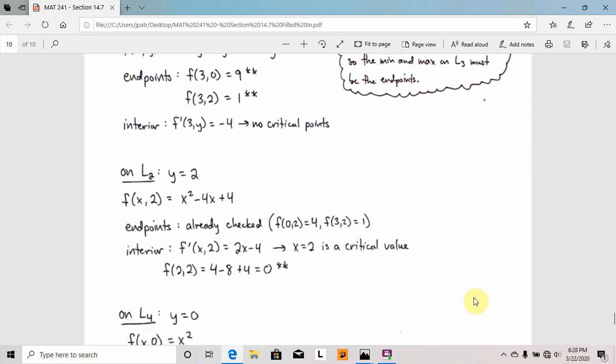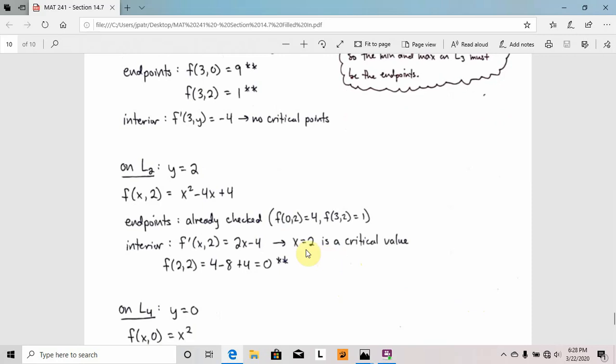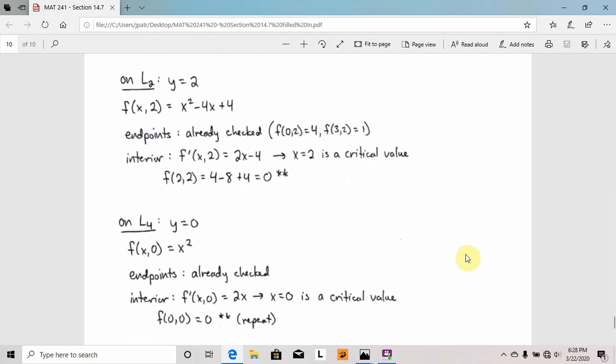So then if you check the interior, so taking the derivative of x squared minus 4x plus 4, you get 2x minus 4. That does have a critical value of x equals 2. So then you just figure out, well, what do you get for f when x equals 2? So f of 2, 2 would be 0. Okay, well then there's something to add to the list, right? That's a new thing. And then lastly, the bottom, L4, that's where y equals 0.